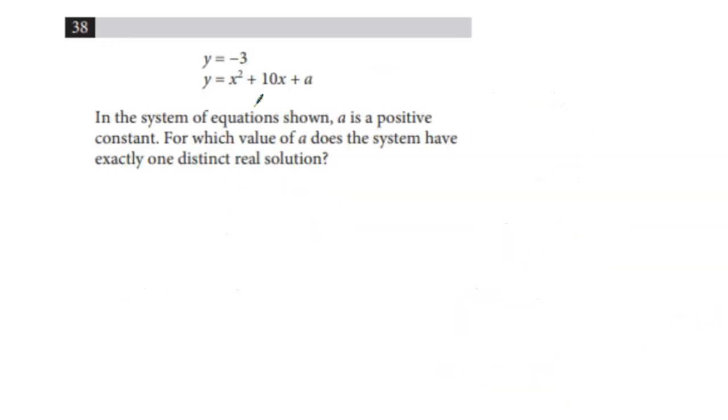In the system of the equation shown, a is a positive constant, for which value of a does the system have exactly one distinct real solution. So for us to have a solution for a system, that means the two of them have to be equal. So let's go ahead and equate. -3 must be equal to x squared plus 10x plus a.